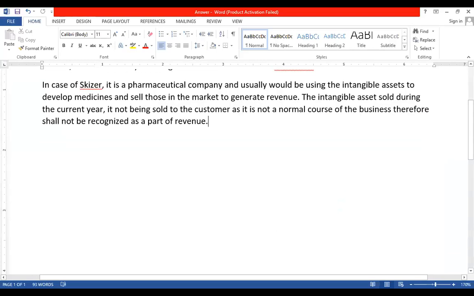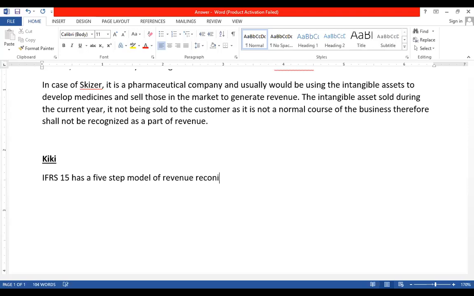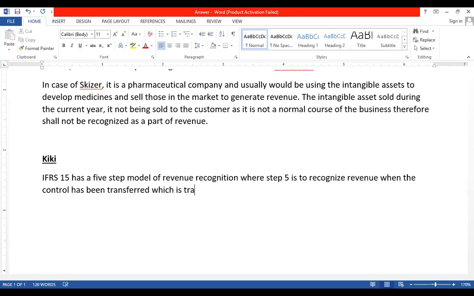So if we write it on the answer sheet, we can say we are solving the question of Kiki. And we are going to say that as per IFRS 15, or we can say IFRS 15 has a 5-step model of revenue recognition, where step 5 is to recognize revenue when the control has been transferred, which is transferred when the performance obligation is met.